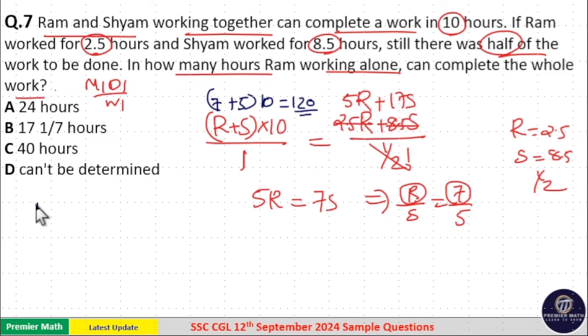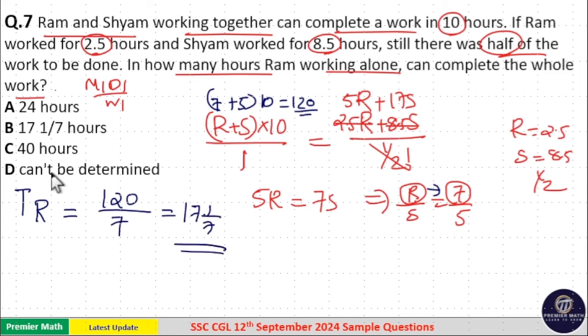Now the time taken by Ram to complete 120 units of work is equal to 120 by 7, because Ram can complete 7 units of work in an hour. So 120 units will be completed in 120 by 7, which is equal to, 7 goes 1 time in 12, remaining 50, 7 goes 7 times in 49, so remaining 1 by 7. Option B is your answer.